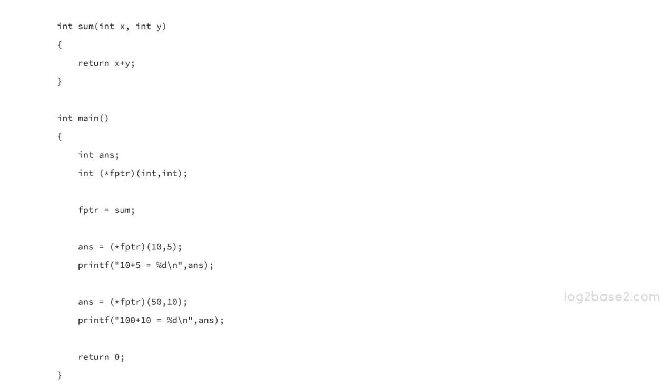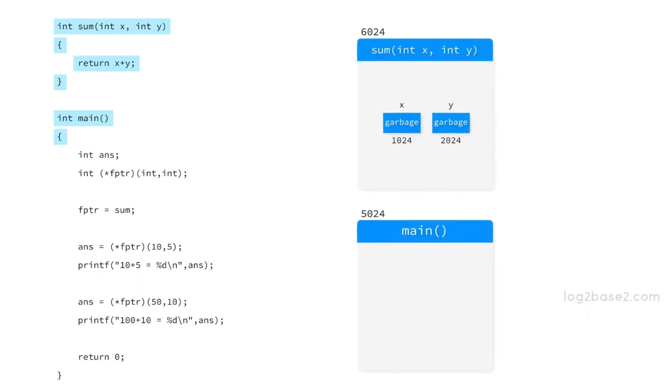Let's see another example with parameters and return type. Here we have the main function and the function sum with two integers as parameters, returning an integer. Here the main function has the address 5024 and the function sum has the address 6024. In main, first we declare an integer variable ans and now we declare the function pointer. The function sum has return type int and two integer parameters.